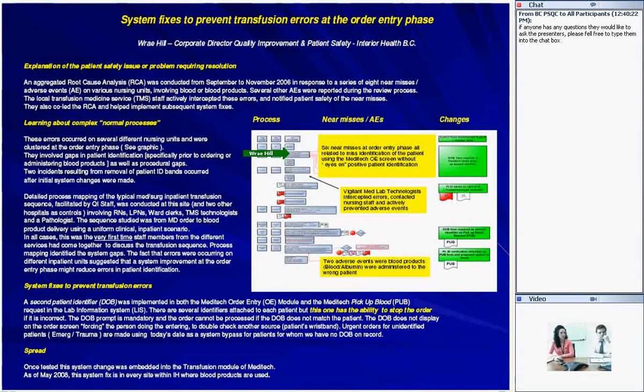We tested that for 6 months, and then the IMIT clinical group took that and implemented that in all the modules in Interior Health. So anywhere there's a Meditech blood bank module in Interior Health, it has this system fix embedded in it. So we fixed this, we changed the systems in which people work rather than trying to write a note and just say, be more careful.